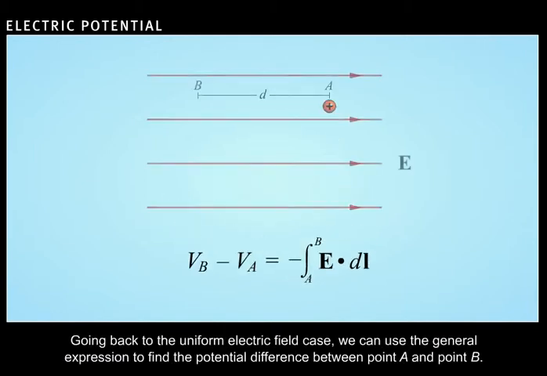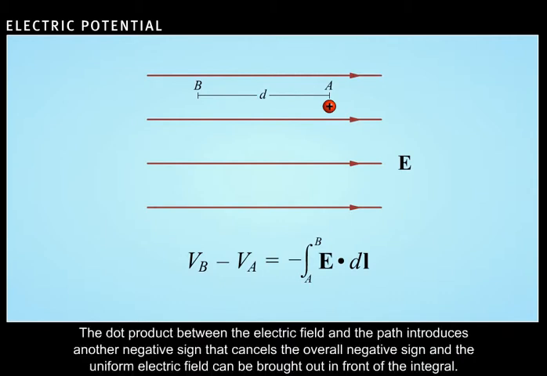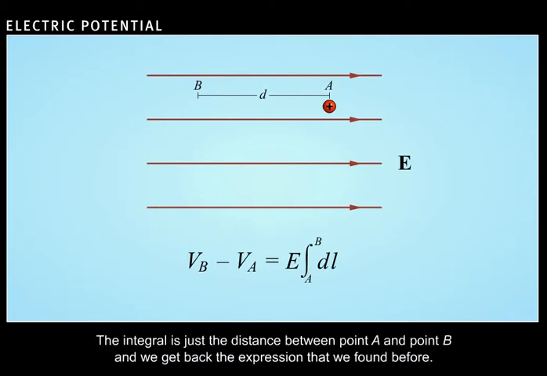Going back to the uniform electric field case, we can use the general expression to find the potential difference between point A and point B. The dot product between the electric field and the path introduces another negative sign that cancels the overall negative sign, and the uniform electric field can be brought out in front of the integral. The integral is just the distance between point A and point B, and we get back the expression that we found before.